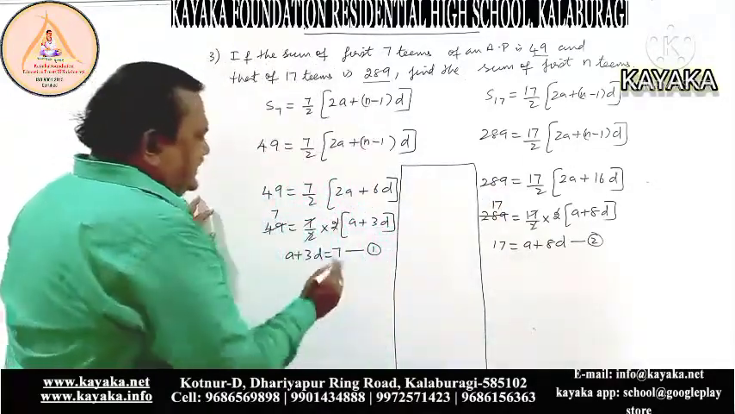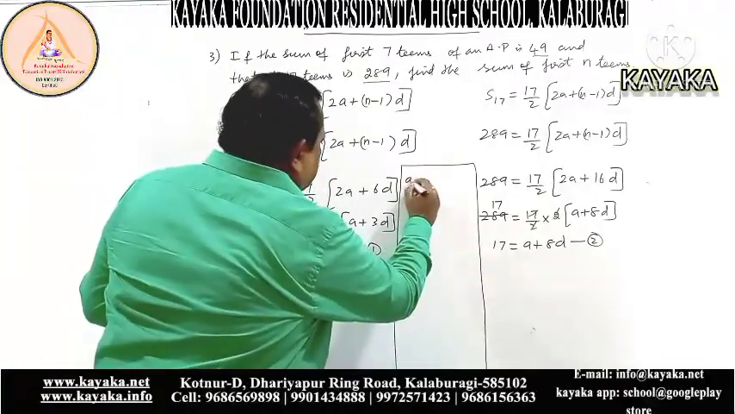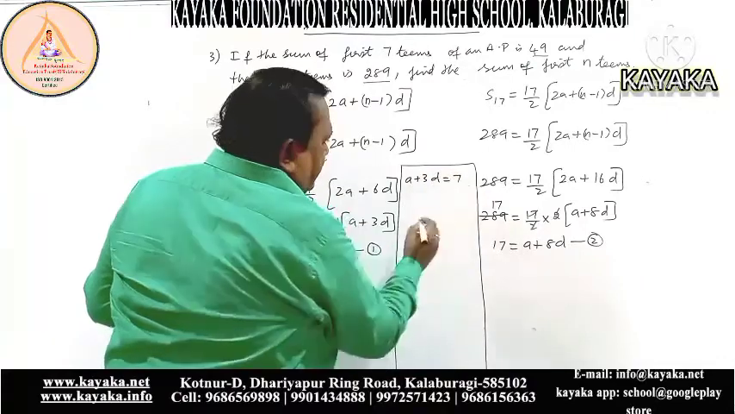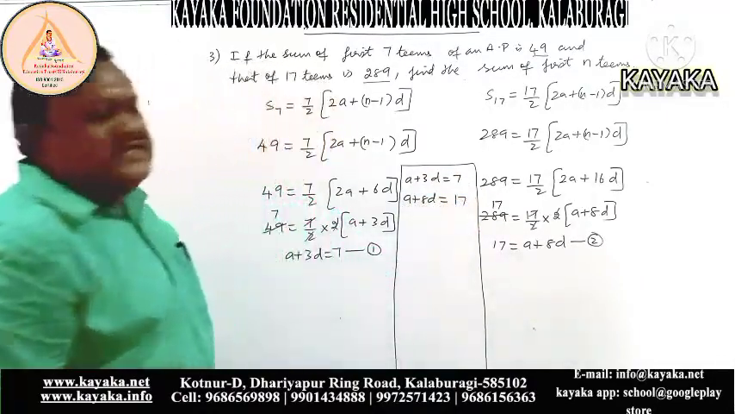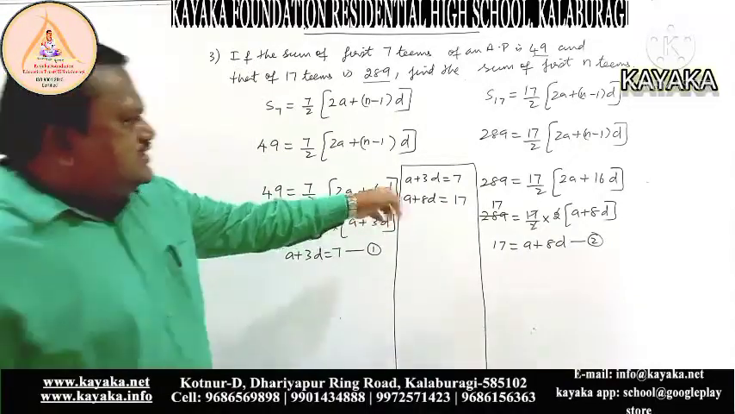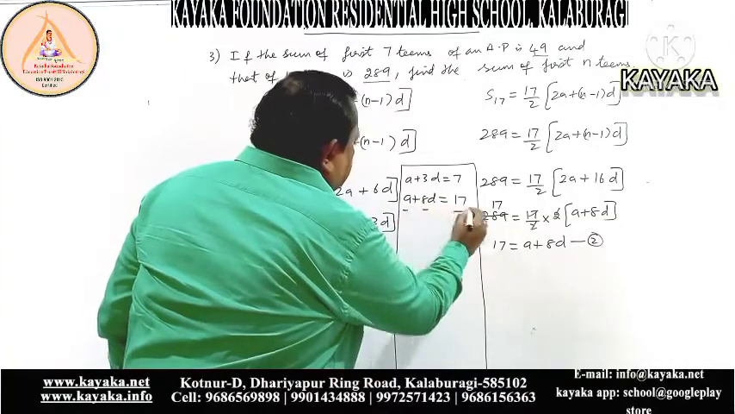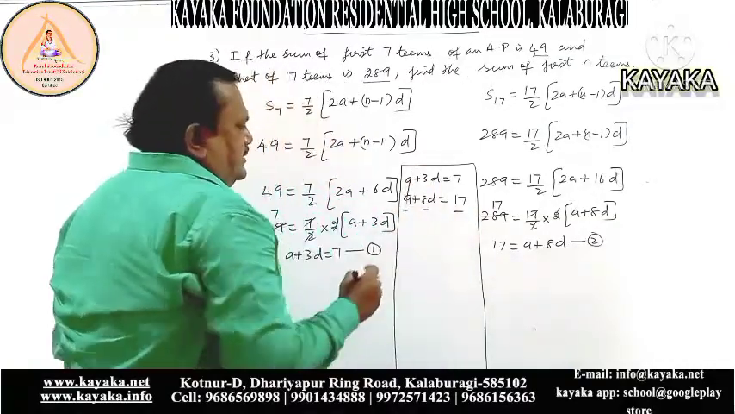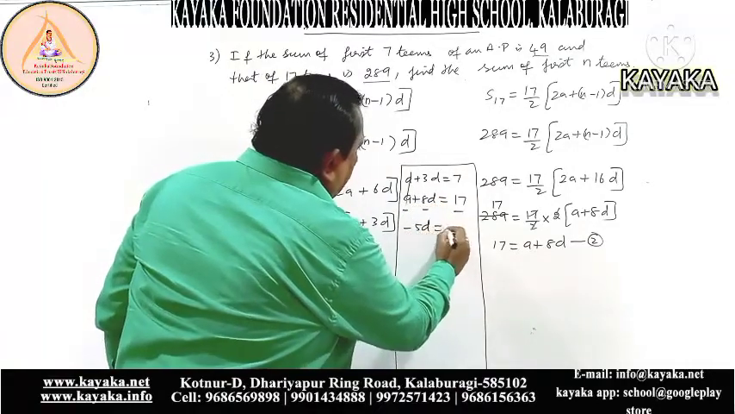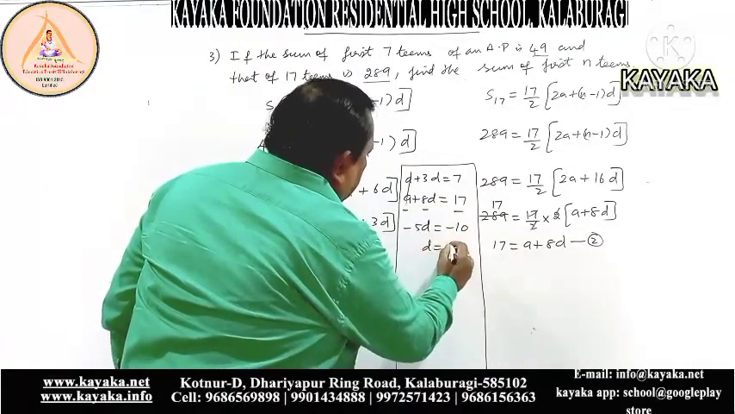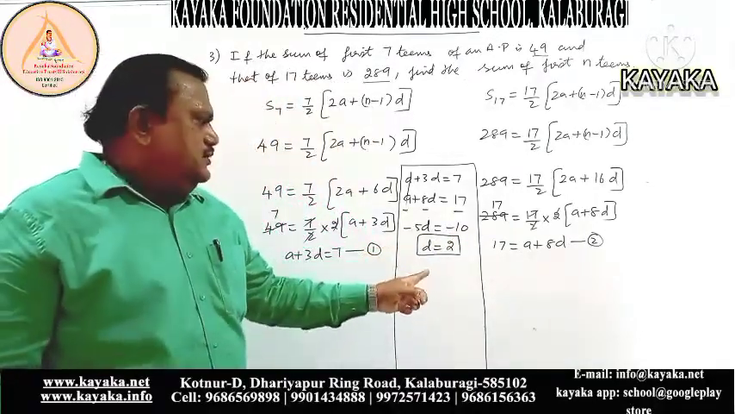Okay, children. You can see here. This is the first equation we got. This is the second equation we got. We get A plus 3D equal to 7. A plus 8D will be equal to 17. Just subtract this minus this, it will become minus minus minus. A will get cancelled. You will get 3D minus 8D. You will get minus 5D equal to minus 10. Therefore, D equal to 2. What is the value for D? D we got 2.